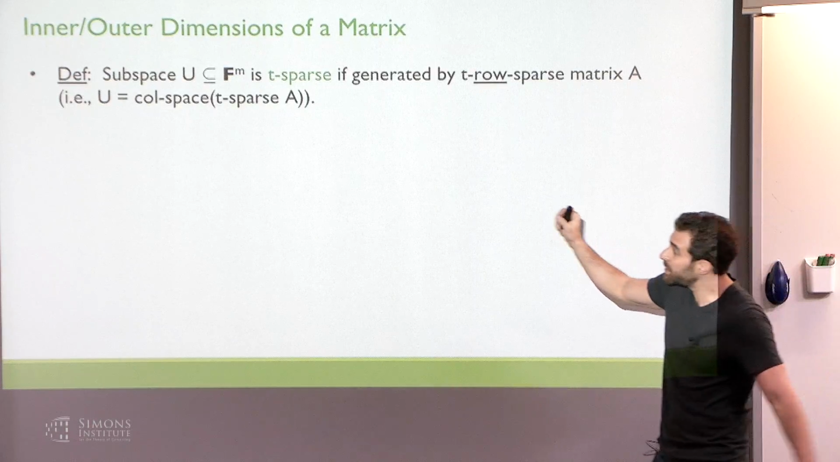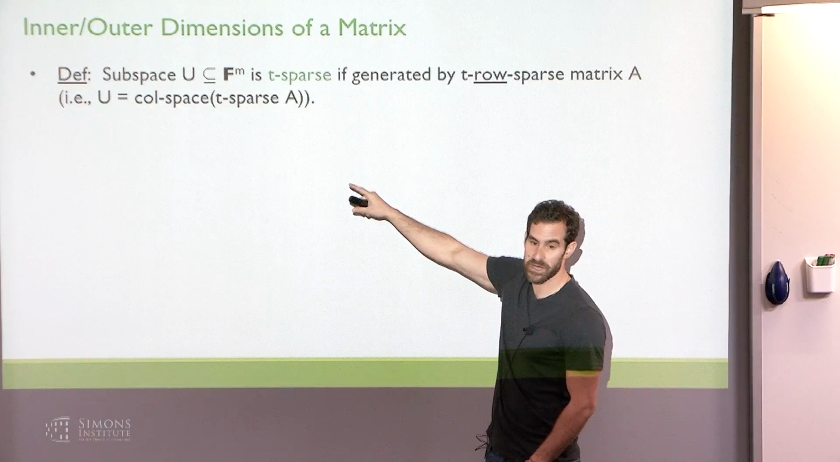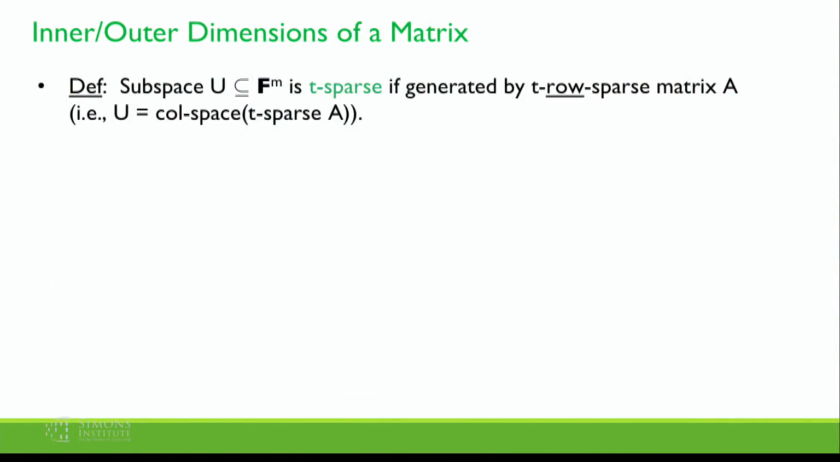And the key definition in this talk is the following. We say that a subspace in F to the m is T-sparse if it is the column space of a T-row-sparse matrix. It's a little weird, but it will be important for us. So is this parse?